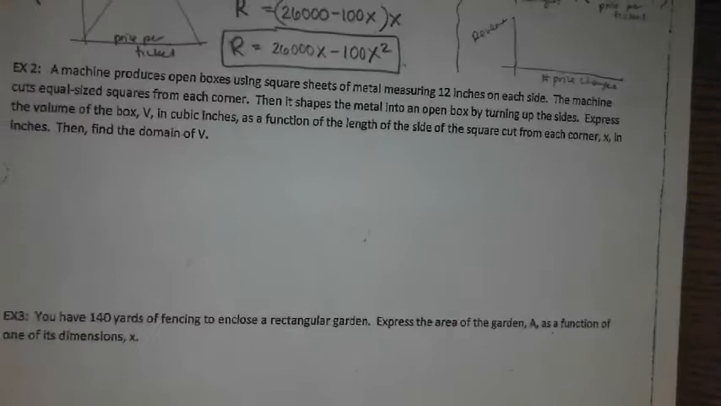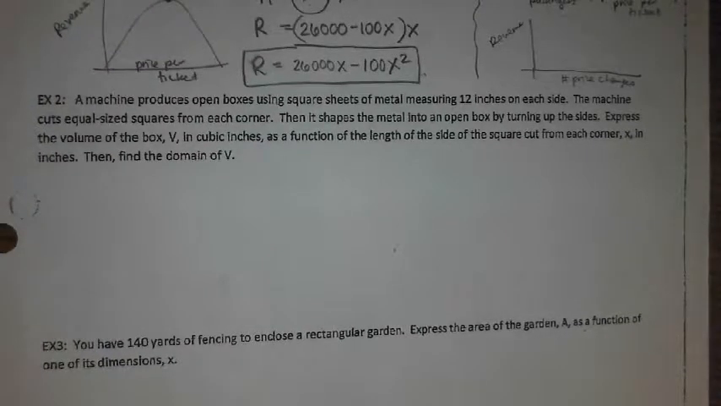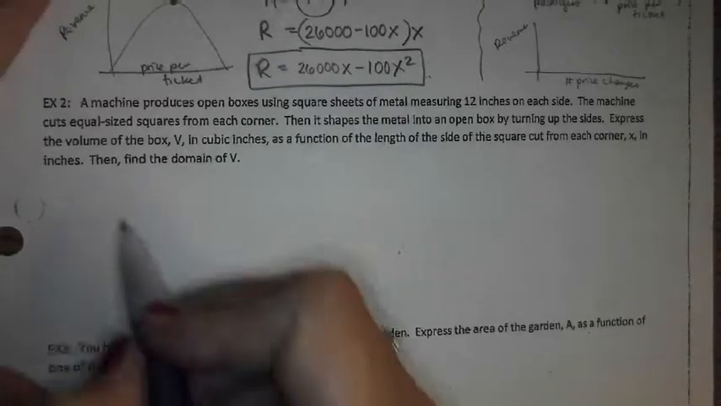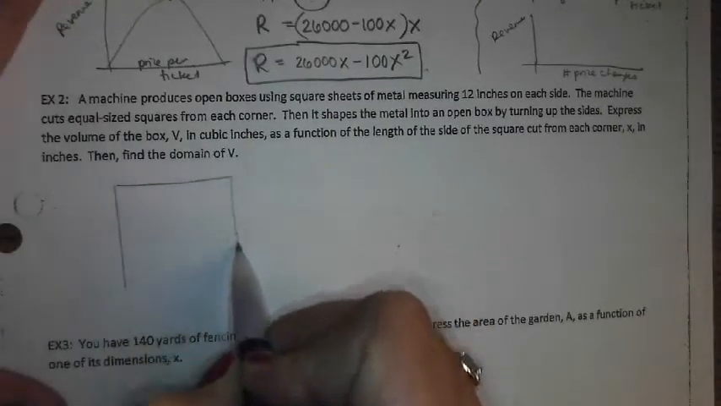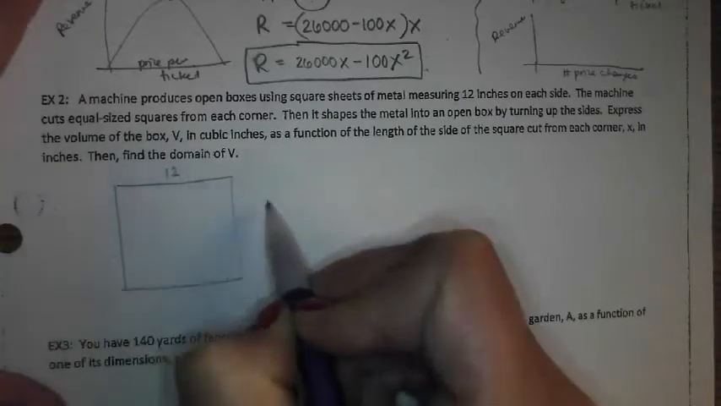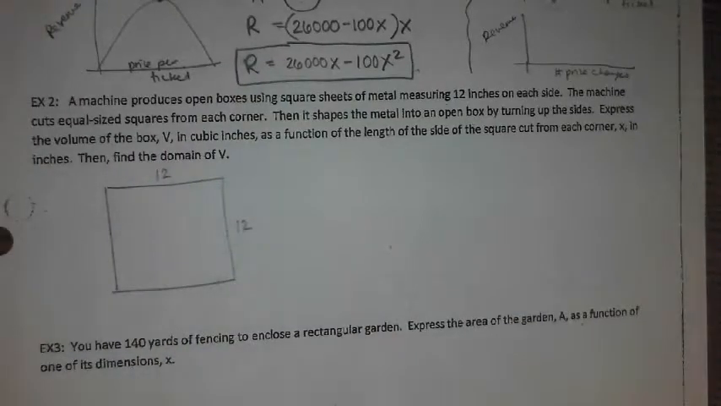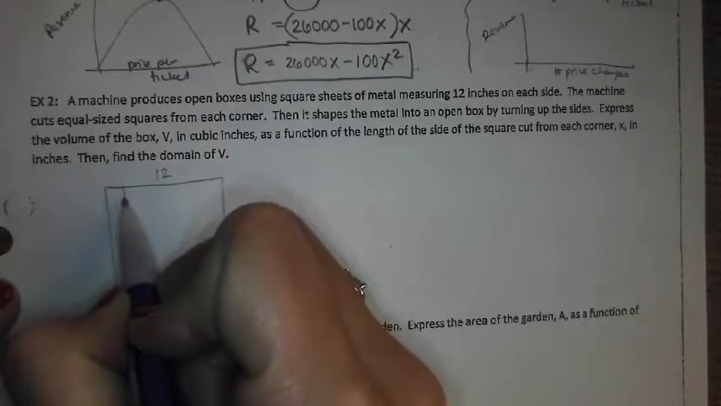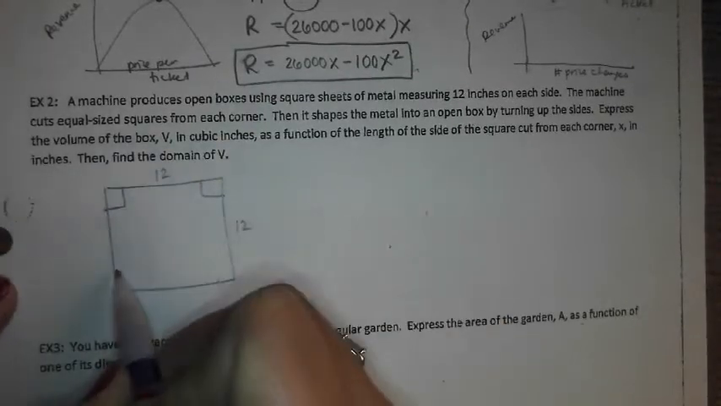Okay, exercise 2, switching gears. A machine produces open boxes using square sheets of metal measuring 12 by 12 on each side. 12 by 12. There's our square sheet of metal. The machine cuts equal sized squares from each corner. So we're going to cut squares out of each corner.